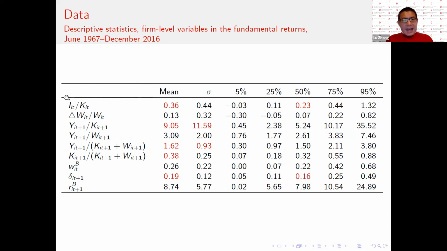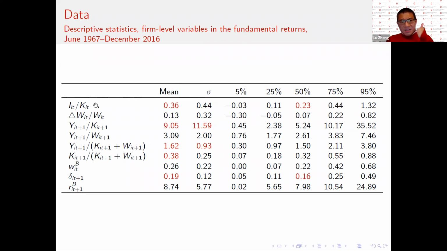If you see the I over K, which is the investment rate, the mean may look a bit surprising to you. It's pretty high. The mean historical cost investment rate is 36%. There are multiple reasons. The main leading reason is that we're using PPE NT. If you use gross PPE, the mean drops to about 19-20%. I'm relying on my memory again, which is not reliable, so you should check the specific statistics reported in the paper.